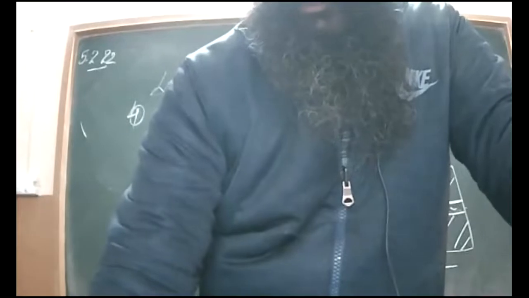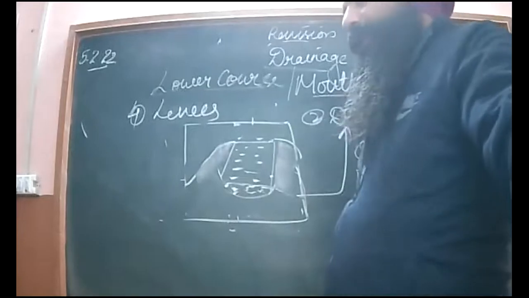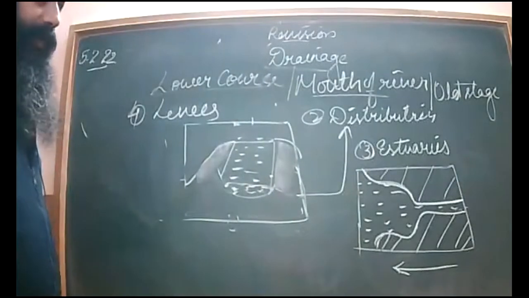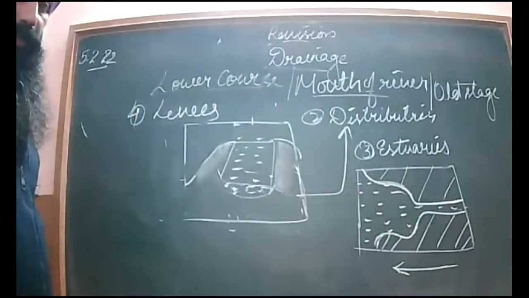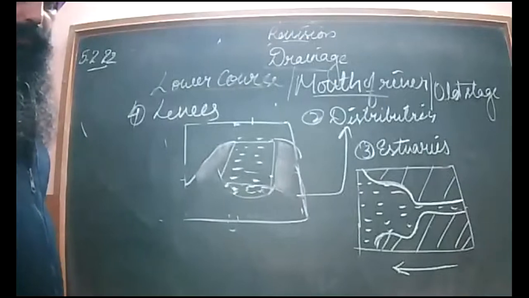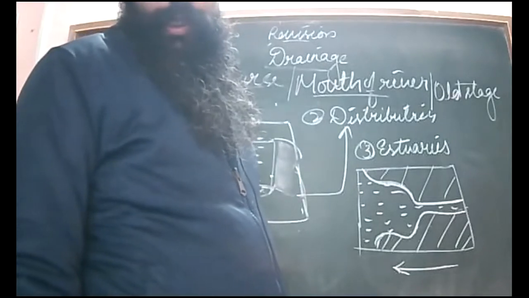Example, Haldia, H-A-L-D-I-A, in West Bengal, situated on the banks of Hooghly River. Any questions?